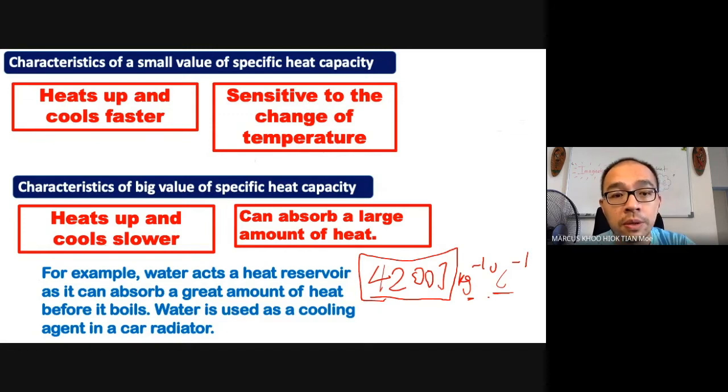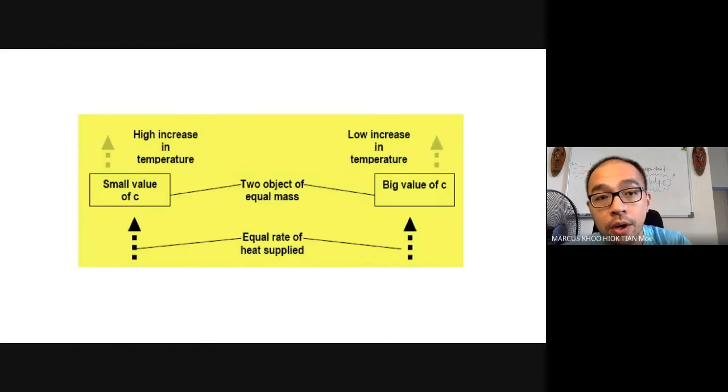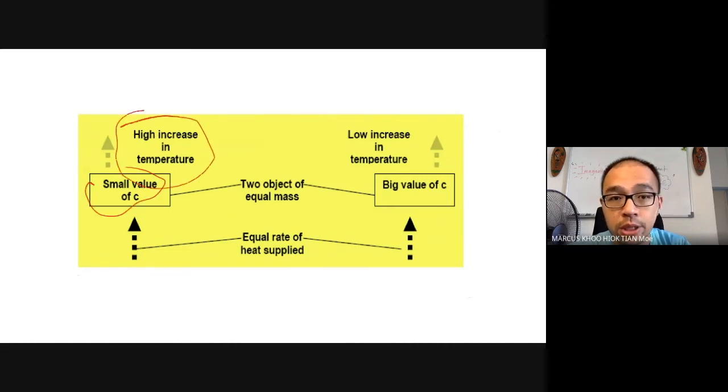So we find that one of the most common uses for water is as a cooling agent in a car radiator. Your car engine gets hot very easily because it has a small specific heat capacity. And so in the radiator there's a lot of water, because the function of the water is to absorb the heat from the engine so that your engine doesn't become too hot. It's the same thing, except that we just want to see this: a small value of C means a very fast increase in temperature. If it's a big value of C, then it's a low increase in temperature.